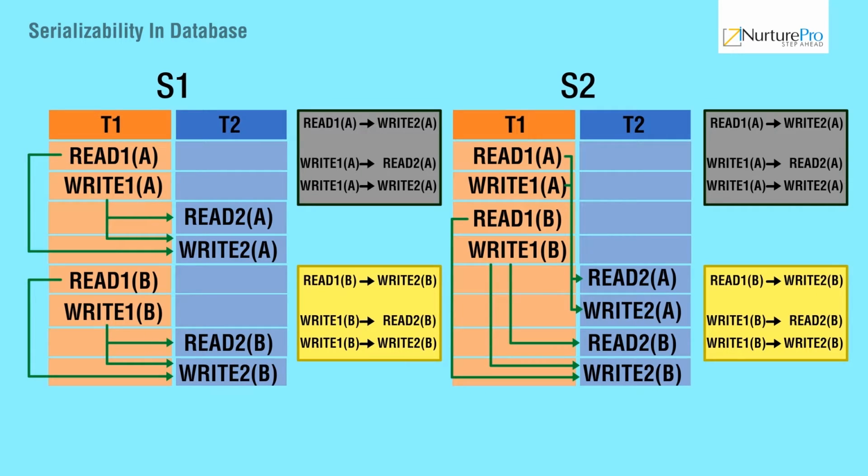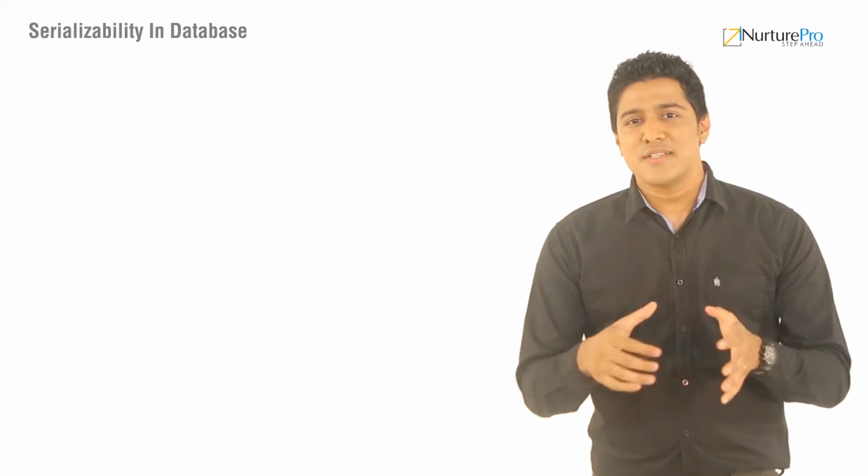Hence, we can say that schedule S1 and S2 are conflict equivalent. Therefore, S1 is conflict serializable with S2. Now let us look at view serializability.